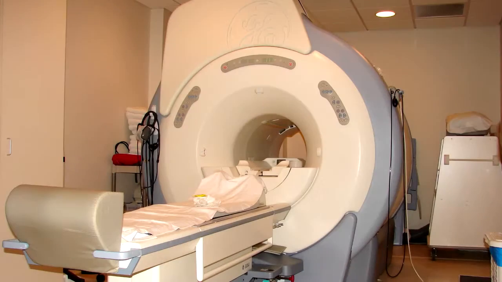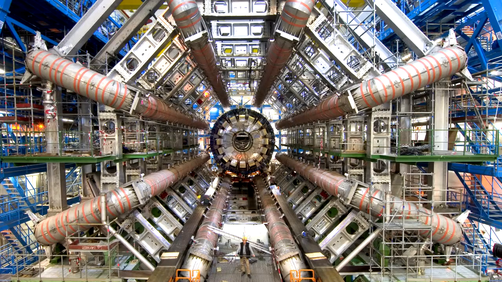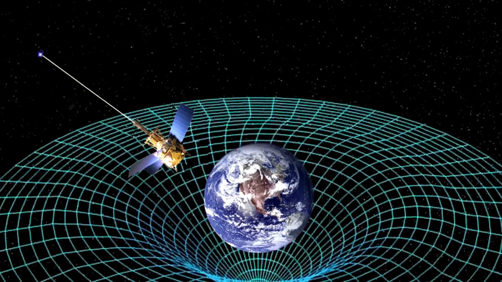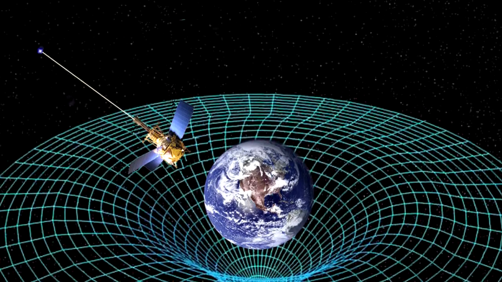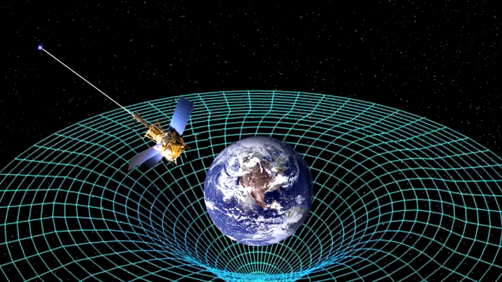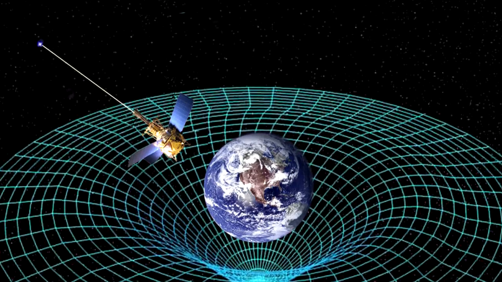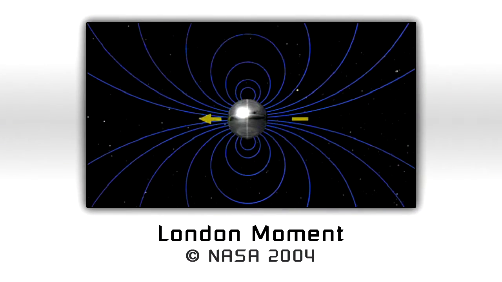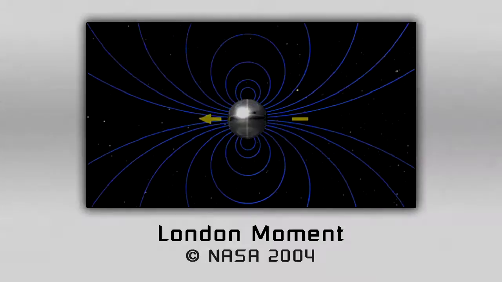They are used in MRI machines, particle accelerators like the Large Hadron Collider, and satellites like Gravity Probe B, which was designed to measure the space-time curvature near the Earth. Gravity Probe B made use of yet another effect exhibited by superconductors, known as the London moment, in which a spinning superconductor generates a magnetic field that is precisely aligned with its spin axis.